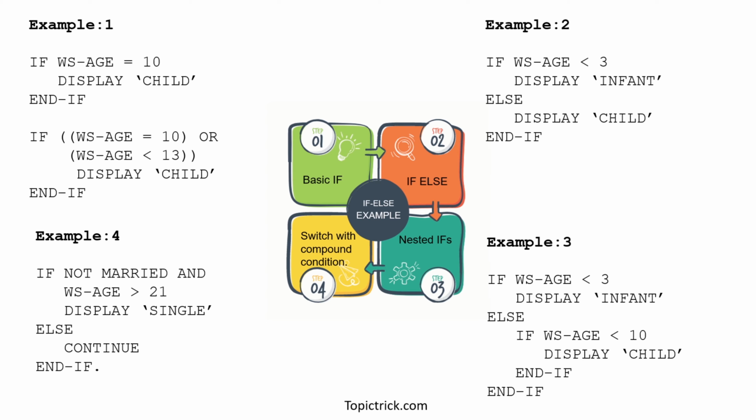Now let's move on to example number 4, which is actually using a switch variable and a compound condition. In this case it says if not married and age is greater than 21, then the output would be single, otherwise continue. That means it's not going to do anything, it just transfers control to the statement which is mentioned after the end if statement.